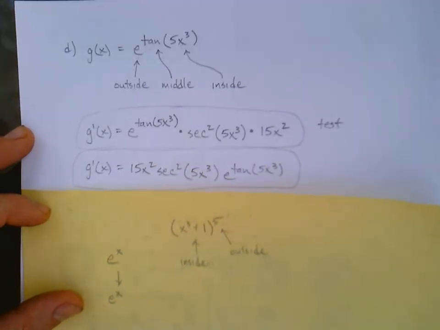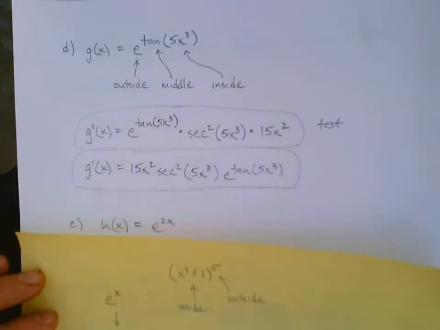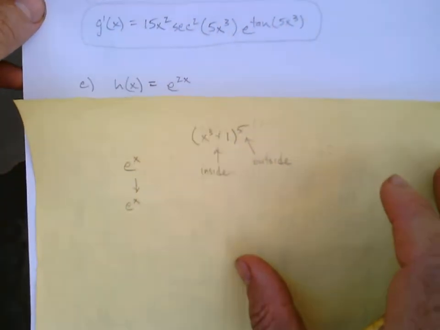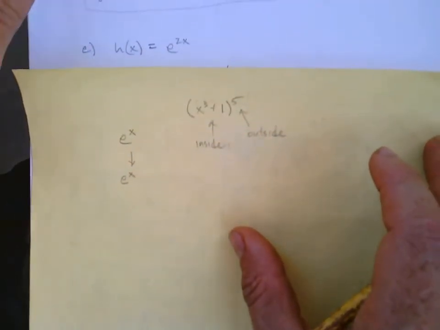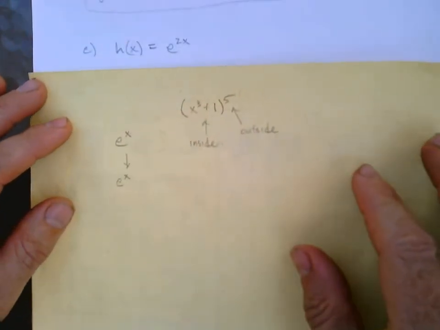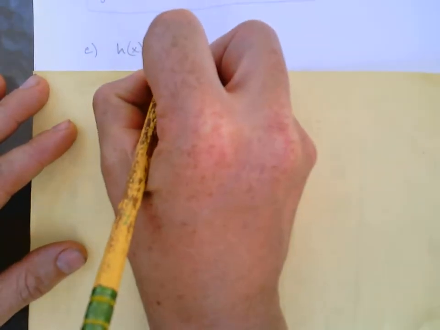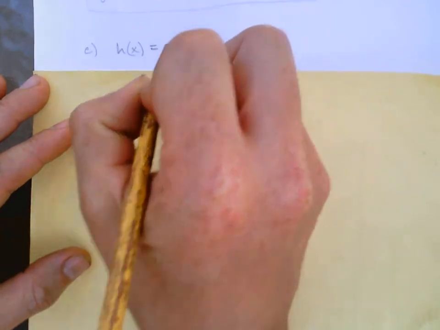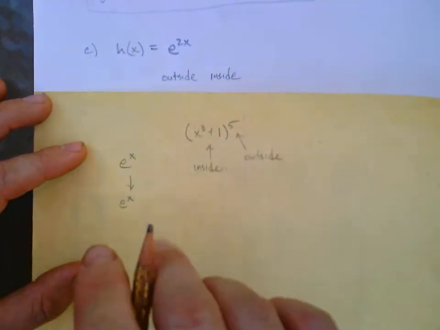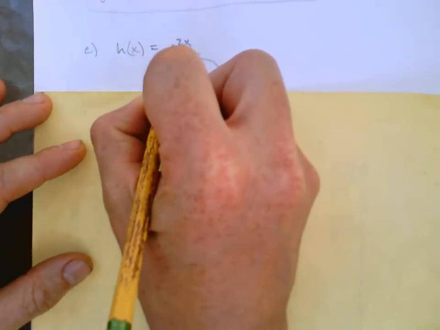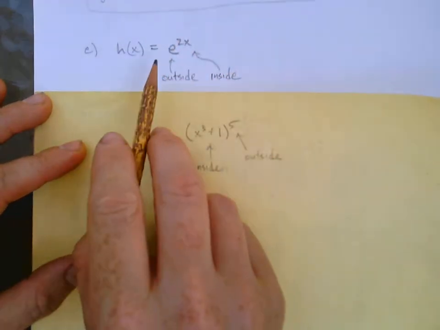Okay. Let's take a look at another one. If that e was confusing in part D, let's look at a much simpler version of that. This will only have two levels in the chain. H of x equals e raised to the 2x. As we discussed, the 2x is actually the inside, and the e is the outside. It's in the power of e.